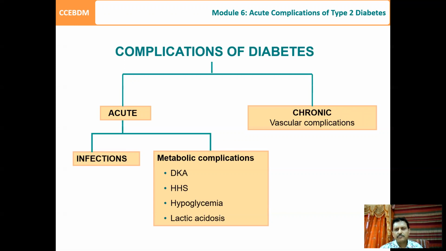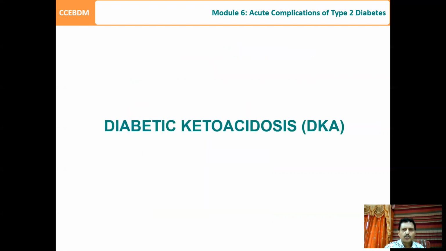We all know that there are lots of vascular complications of diabetes also, say microvascular and macrovascular complications. There will be stroke, heart attacks. So these complications I'm not going to discuss in this module. I will specifically talk about the metabolic complications and not the vascular complications. So let us have a look into the first important complication, that is diabetic ketoacidosis.